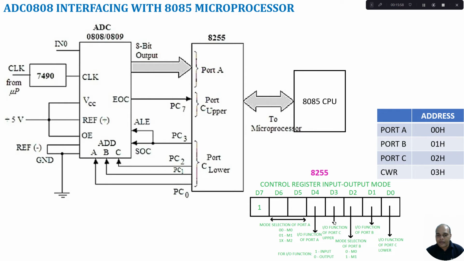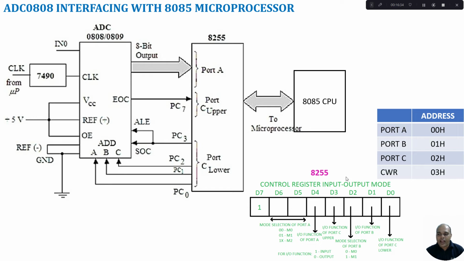Then port C upper also we are going to use it as an input pin, because end of conversion process will be generated by the ADC and will be given as an input to the port C upper. So IO function of port C upper also set to an input mode. Then mode B, port B, we are not going to use it. So we are not going to use this D2 and D1 bit. So D0 bit, we need to set it, port C lower. So port C lower is the output signals. Okay, so it will be set with 0.